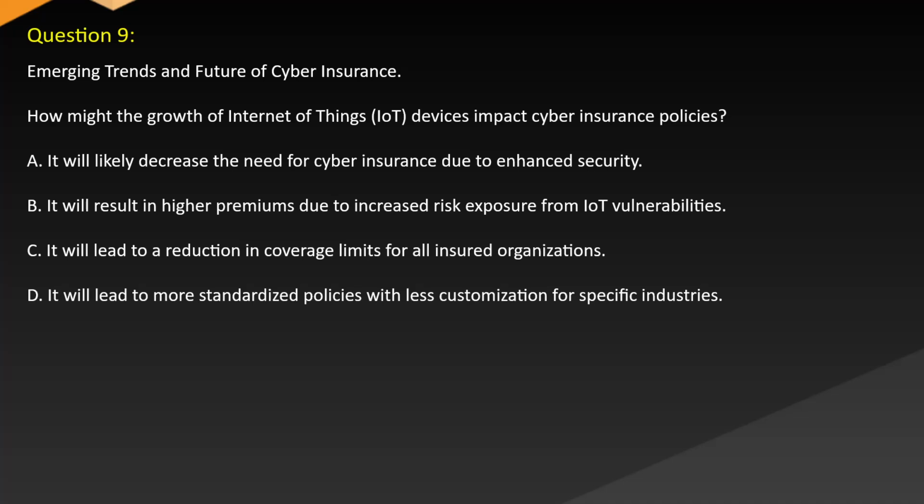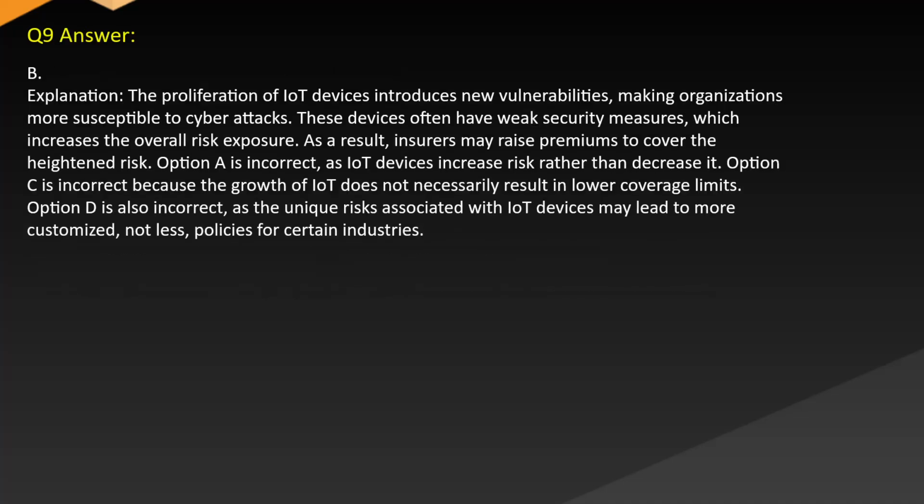specific industries. Answer. B. Explanation. The proliferation of IoT devices introduces new vulnerabilities, making organizations more susceptible to cyber attacks. These devices often have weak security measures, which increases the overall risk exposure. As a result, insurers may raise premiums to cover the heightened risk.